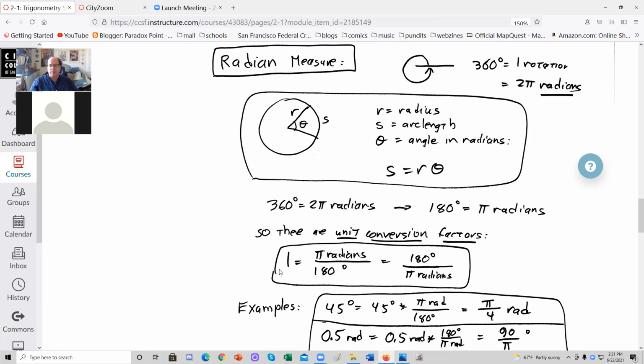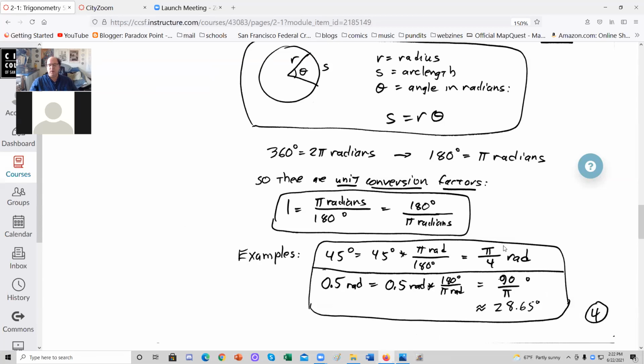And since you can multiply anything by 1 and it stays the same, with this, if you have something in degrees, you multiply by pi over 180. Degrees will cancel and you get the units in radians. If you have something in radians, you multiply by 180 degrees over pi radians. The radians will cancel and you get an answer in degrees. For example, 45 degrees. Well, we'll multiply 45 degrees by pi radians per 180 degrees. We multiply by this because that way the degree units cancel. So you get 45 pi over 180, or pi over 4 radians.